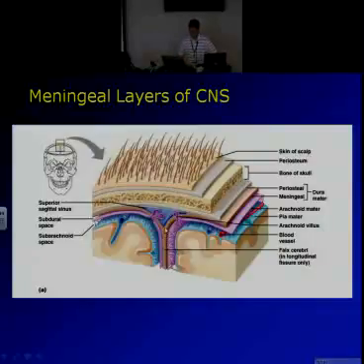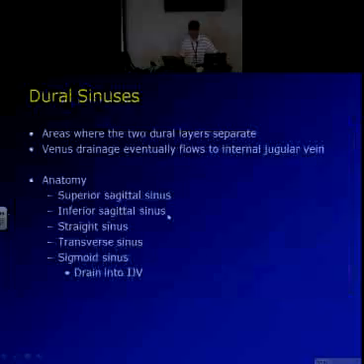But back to our story here, the sinuses are really formed by separation of the endosteal layer of that dura and the meningeal layer, and it forms those big dural sinuses that eventually drain down into your IJV. So we should know them a little bit by name, just looking at them briefly. There's superior, inferior, straight, transverse, and sigmoid.